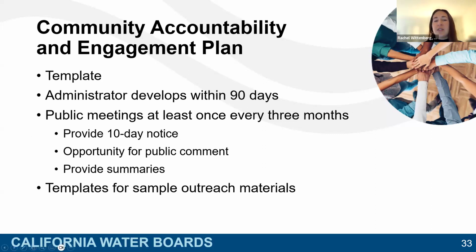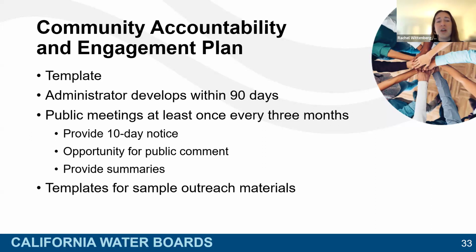Some examples of content that's included in these plans includes the requirement for public meetings. So public meetings must be held once every 3 months, and administrators are required to notice them ahead of time, to provide an opportunity for public comment, as well as to provide summaries afterward. So all those actions help ensure that communities continue to be involved throughout the administrator appointment. The Community Accountability and Engagement Plan also includes an overview of the water system and its drinking water issues. It includes a community profile and demographics, and that section is used a lot to inform whether there is a language service need at play, whether there is a digital access need that needs to be considered for meetings. So a lot of that information would come up in that demographics section.